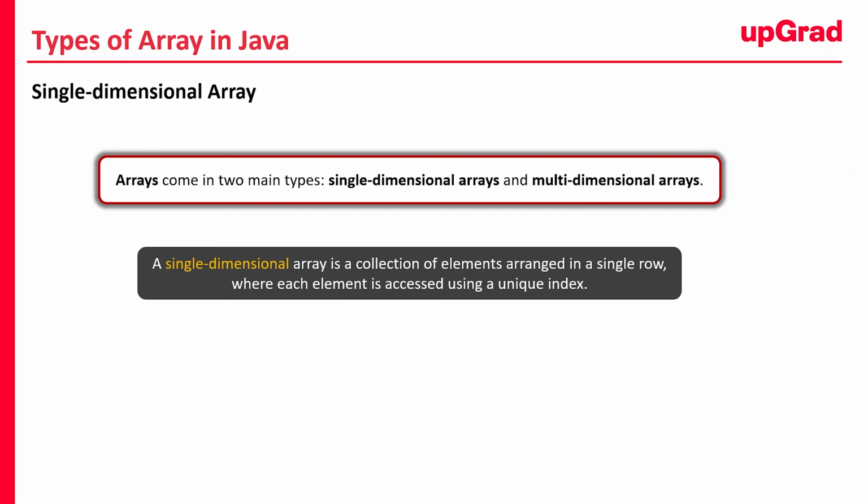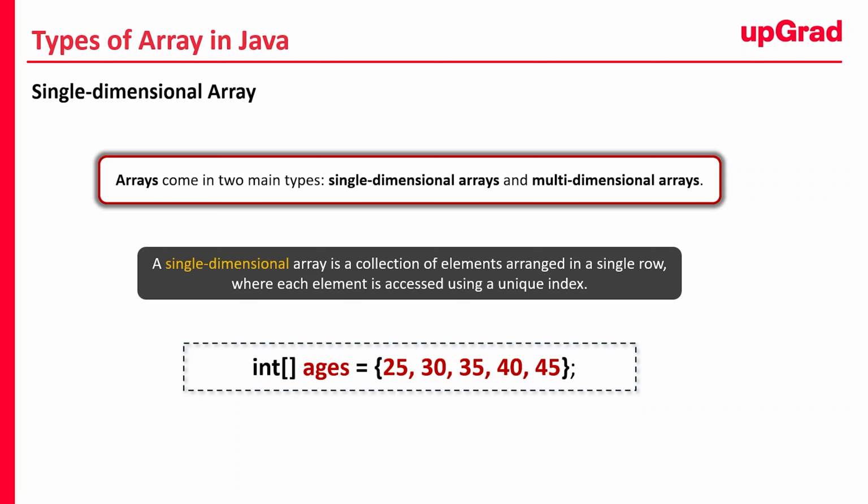A single dimensional array, often just called an array, is the most basic type of array in Java. It's like a straight line of boxes where each box can hold one value, all of the same type. You access each element using a single index, as we just did an example of. Alright, so here's the syntax on the screen. So ages is the name of the array. 25, 30, 35, 40, 45, these are the elements.